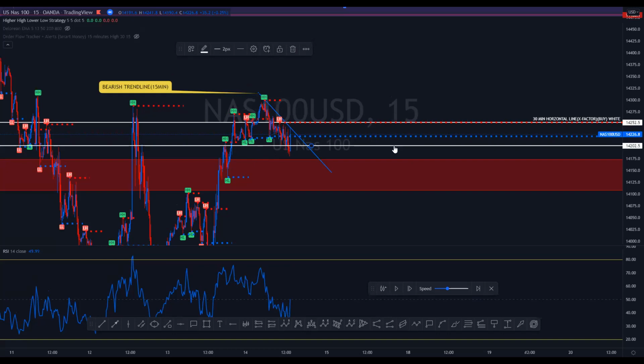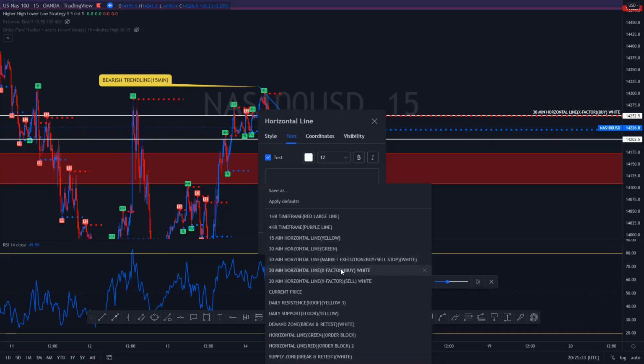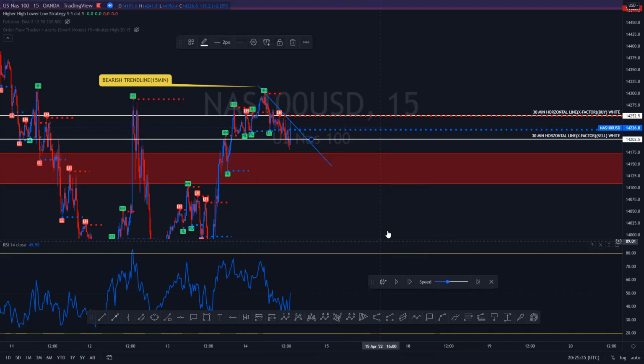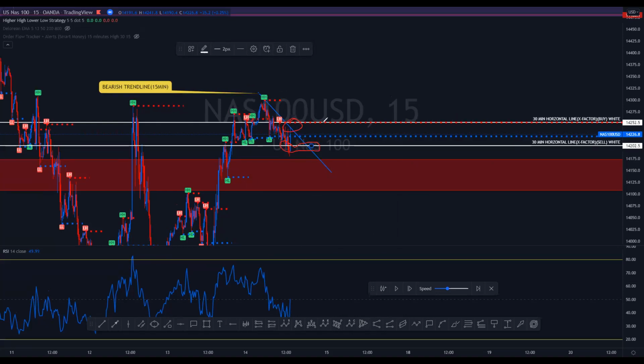X factor is just another way of putting lines together that let you know which way price is breaking past, okay? You want to always wait for the break and retest when it comes to buying and selling in the market. Doesn't matter what you're trading. That gives you extra confirmation that price is going a certain way.